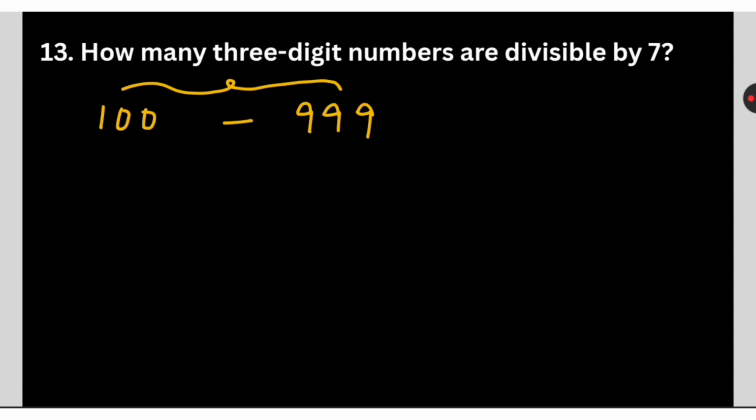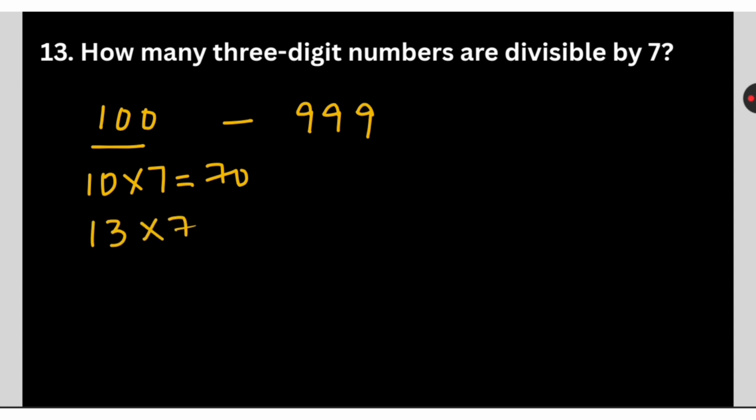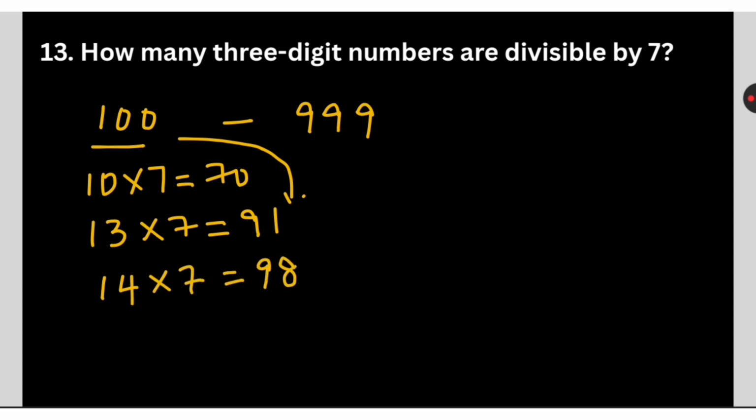First, what you have to do is find the nearest multiples of 7. Here we have 100. 10 times 7 is 70, which is a bit far. So let's go with 13 times 7, which is 91. 14 times 7 is 98, very near to 100, but it is not a 3-digit number, it is a 2-digit number. So let's do with 15. 15 times 7 is 105. So 105 is completely divisible by 7. That means our starting number is 105.